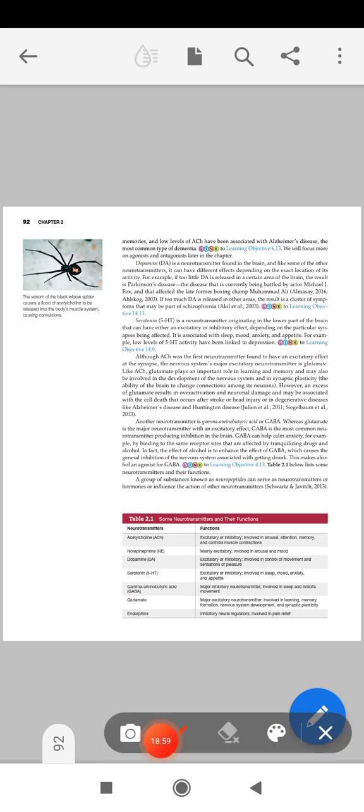Dopamine is a neurotransmitter found in the brain, and like some of the other neurotransmitters, it can have different effects depending on the exact location of its activity. It also can work as excitatory and inhibitory. That depends on the location where the dopamine is found. For example, if too little DA is released, dopamine is referred to as DA in its short form.